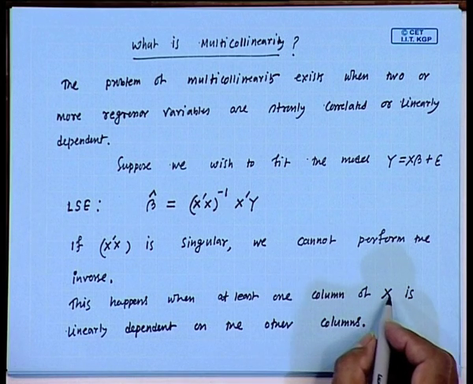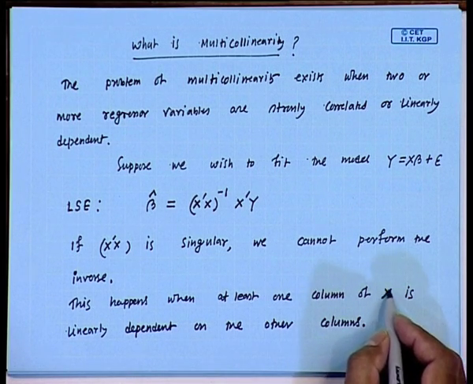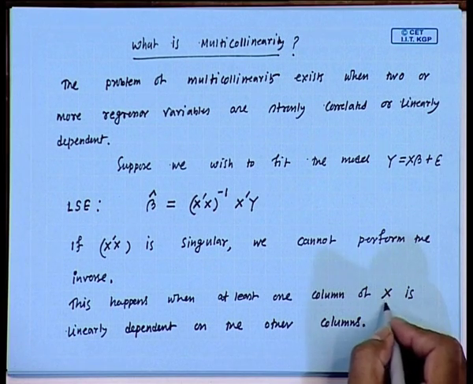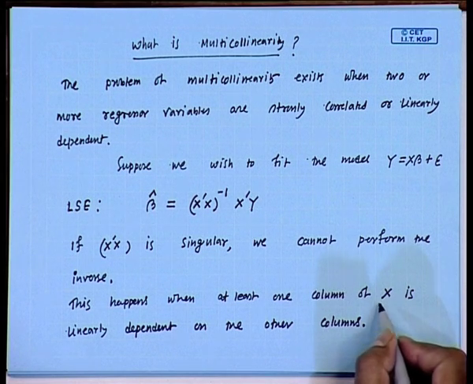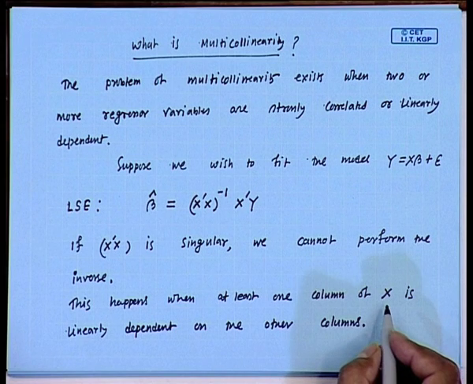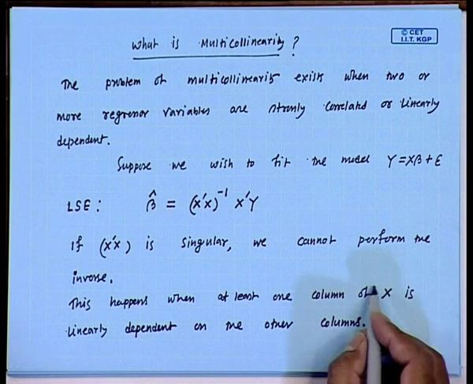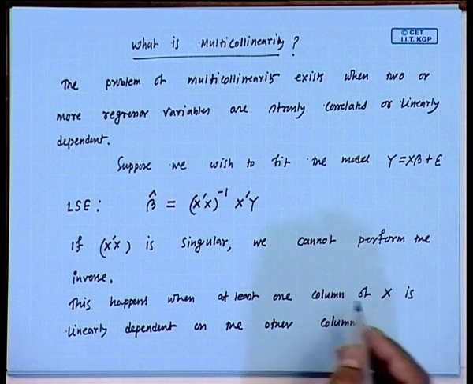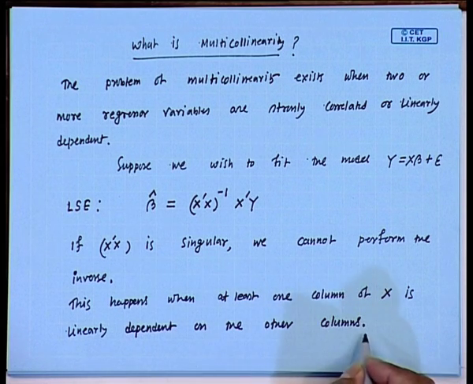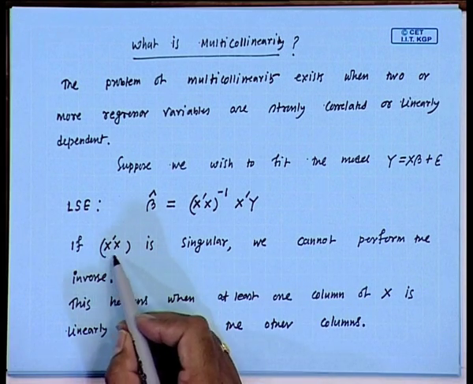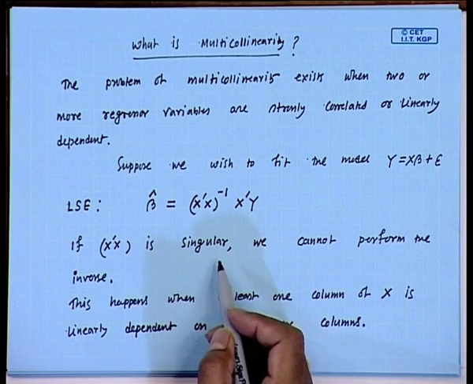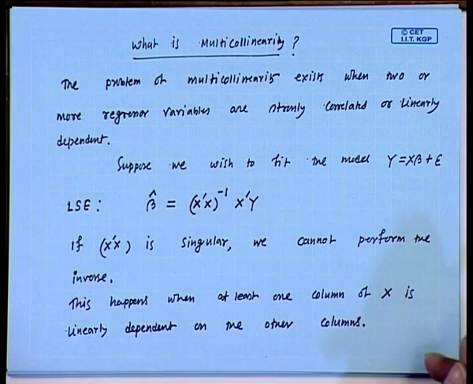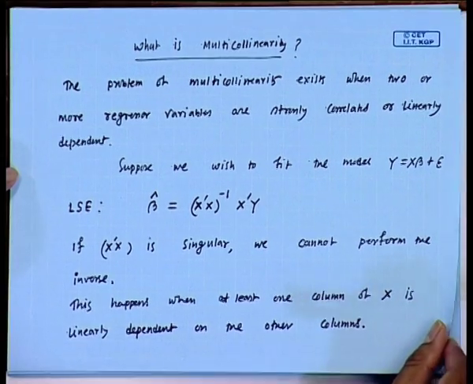So, that means the ith column of this matrix X stands for the ith regressor variable. So, the meaning of this is that if one regressor is linearly dependent on the other regressors, then X prime X is singular, and we can't compute the inverse of the X prime X matrix. Okay. Let me give one example for this.